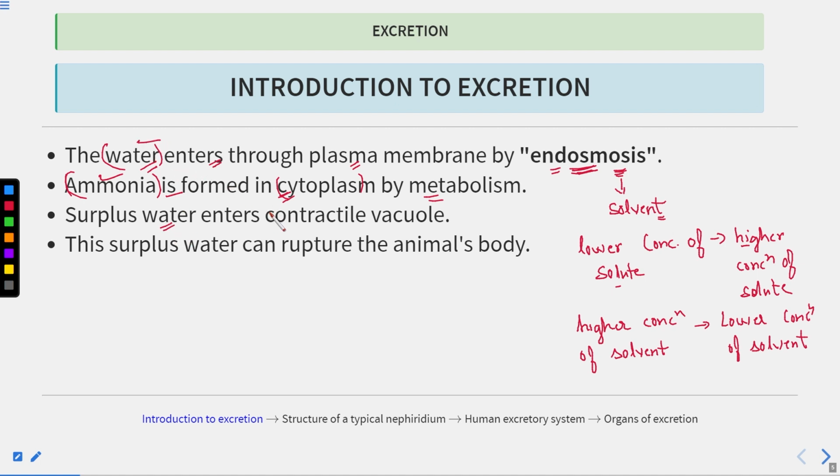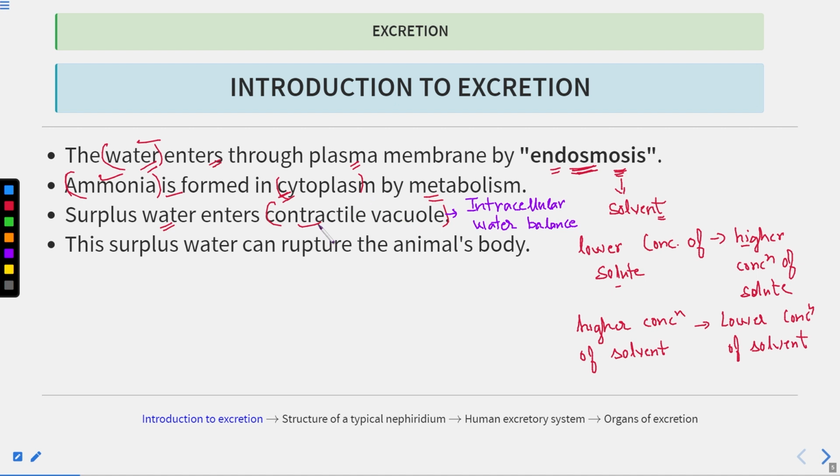Now, what we were talking about, the water. The surplus water enters into the contractile vacuole. So the contractile vacuole has a very important role here. All the surplus water is stored in the contractile vacuole. What is the function of the contractile vacuole? It maintains the intracellular water balance. Okay, clear?